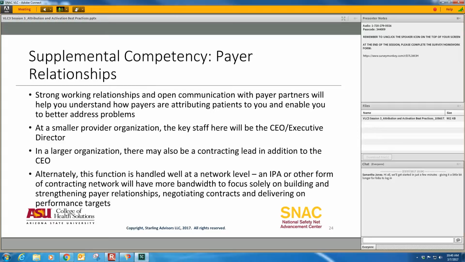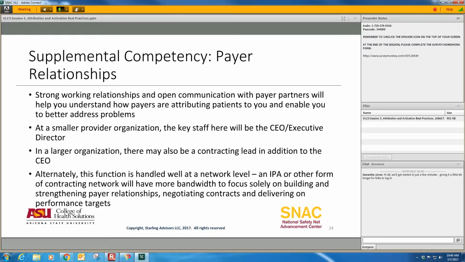Okay. So the last piece we'll touch on here is a supplemental competency, and it's how you approach building relationships with your payer partners. Having an open and effective line of communication with payer partners will help you, one, understand how patients are being attributed to you, and it gives you a better way of addressing problems, whatever they might be, as they pop up.